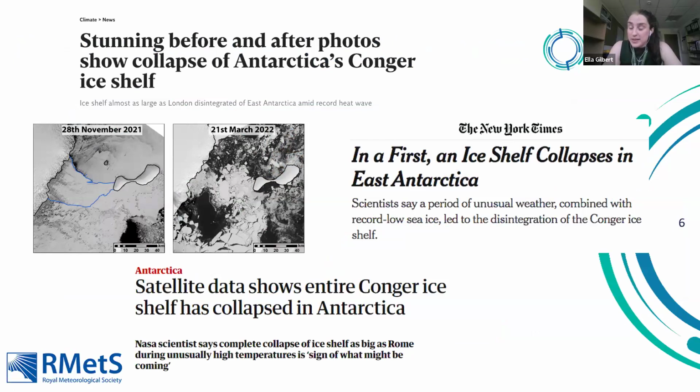This is also something that's continuing to happen. This is an example from very recently in that 2022 period. This is the Conger Ice Shelf in East Antarctica, a region that was previously thought to be very stable. So it was quite a surprise when this one collapsed as a result of the storminess and also a few sea ice things, again showing the interconnectedness of the polar environment.